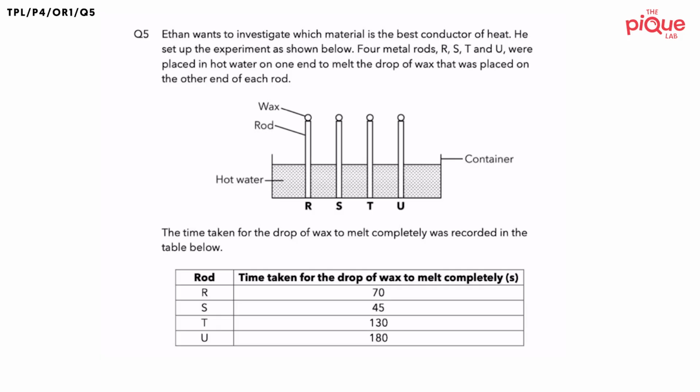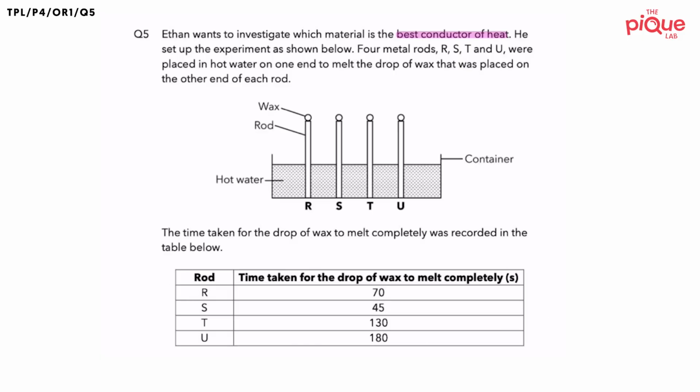So, let's get started. Ethan wants to investigate which material is the best conductor of heat. He set up the experiment as shown below. 4 metal rods, R, S, T, and U, were placed in hot water on one end to melt the drop of wax that was placed on the other end of each rod. The time taken for the drop of wax to melt completely was recorded in the table below.